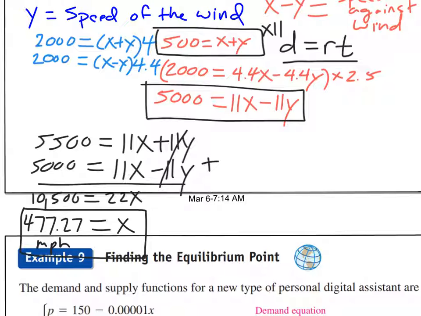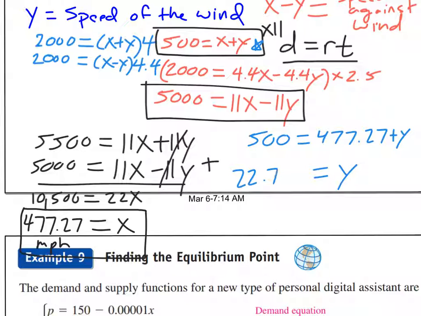Okay, and now as far as which equation to go back to, I definitely want to go right here. To get the wind speed, that's going to be easily the easiest. So I'll say 500 equals 477.27 plus y. Subtract 477.27 from both sides, and you get that your wind speed is almost 23 miles an hour.